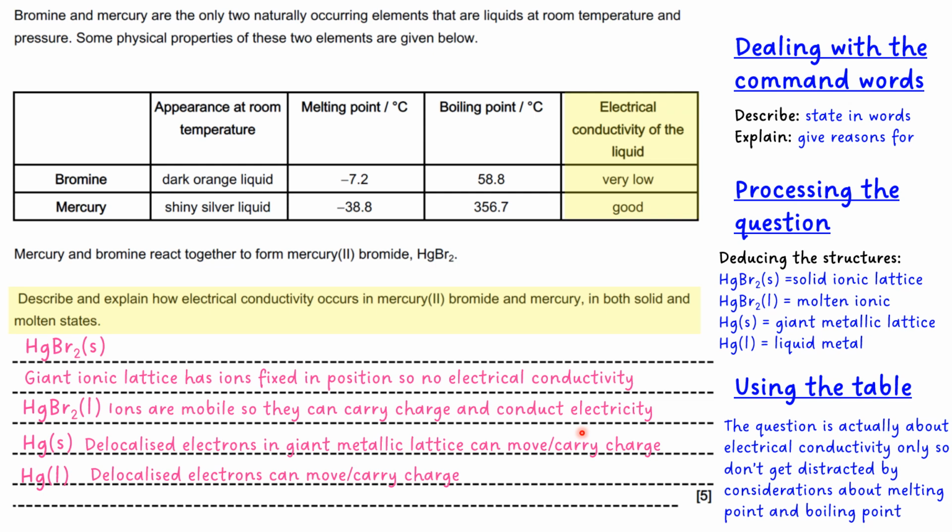conduct electricity effectively. You treat solid mercury like any other solid metal. It contains delocalized electrons that act as charge carriers. So the lattice is a giant metallic structure, and the electrons that are delocalized can move and therefore carry charge. Finally, in liquid mercury, the delocalized electrons are still there, so therefore they can move and carry charge like before.